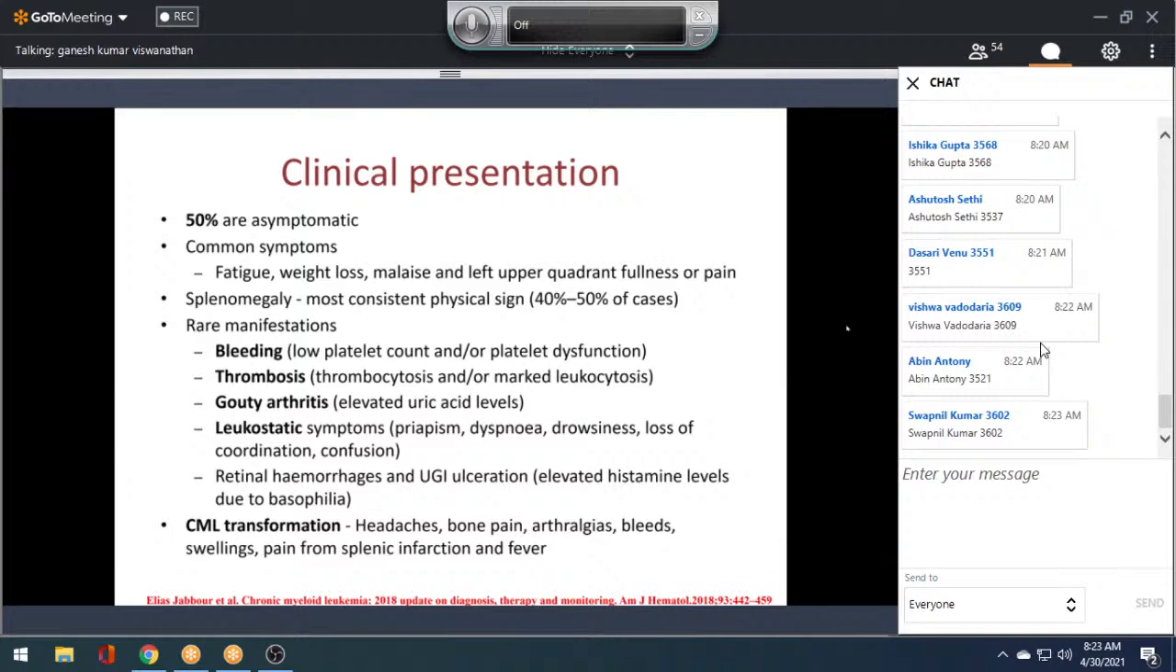But when the CML transforms, meaning when it becomes accelerated phase or blast phase, it results in symptoms consistent with acute leukemias.